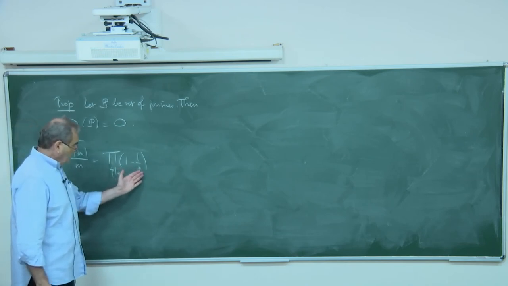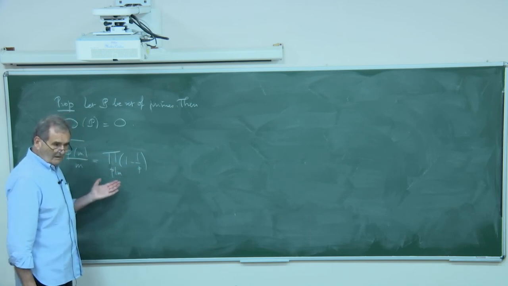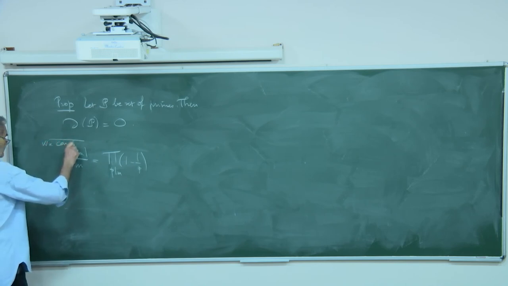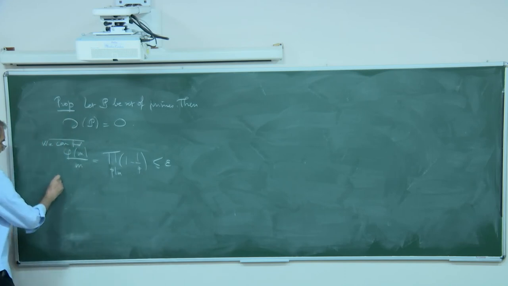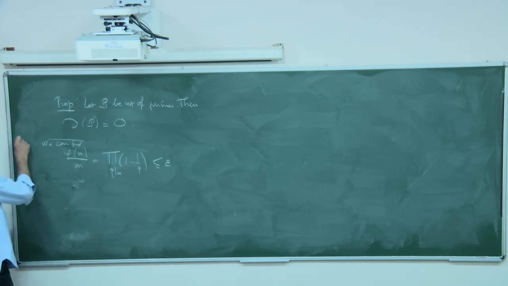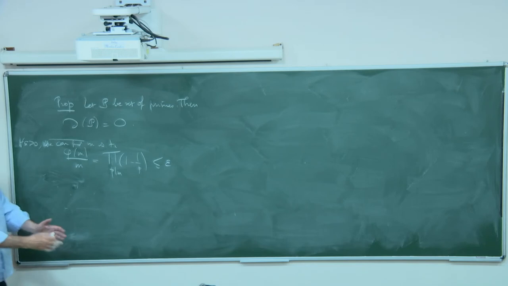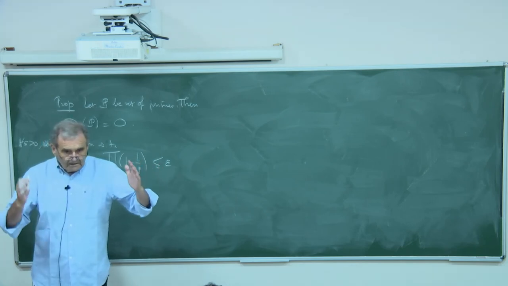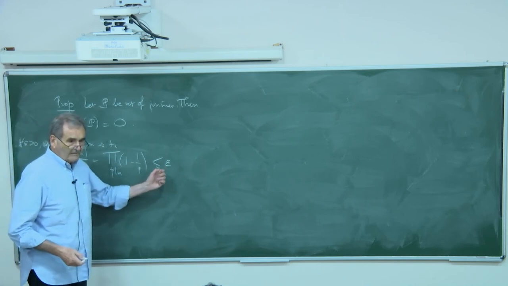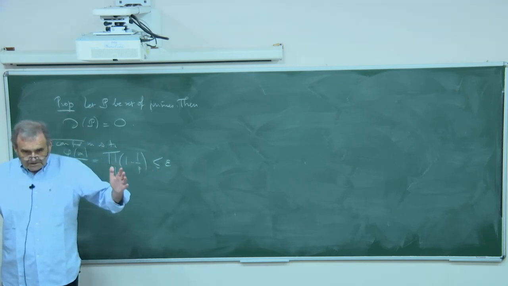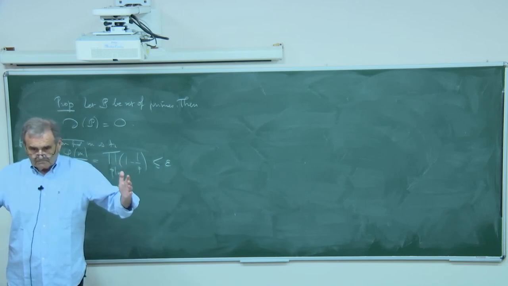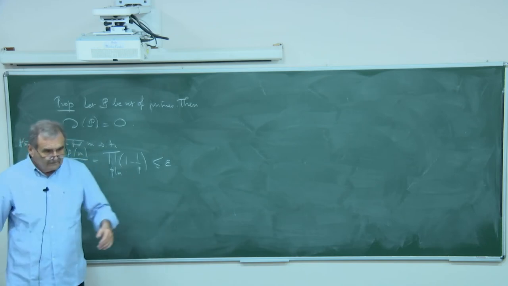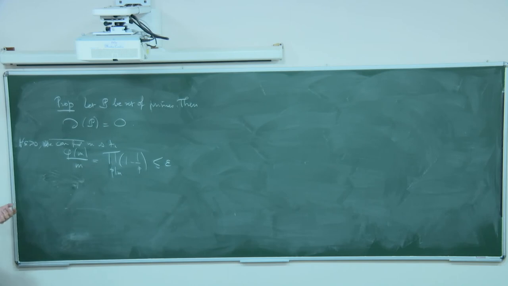So now you know that this you may take as small as you wish. So for any positive epsilon, we can find m such that phi of m over m is less than epsilon. So now what you do is you take some h, you cut it into intervals of length m. In each of them, the proportion is at most epsilon. And so in an interval of length h, you have at most epsilon h elements. And so this means that the density is at most epsilon, and so it is zero.